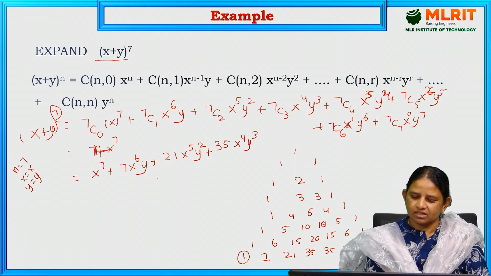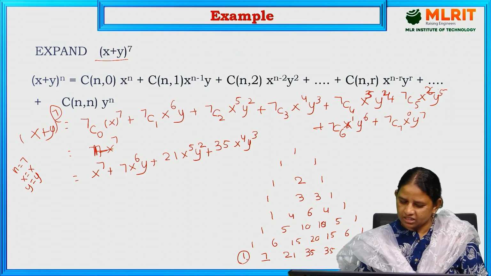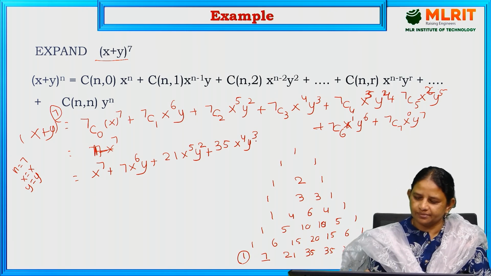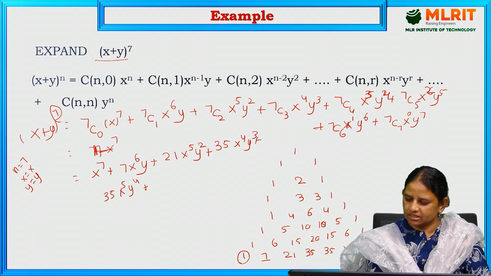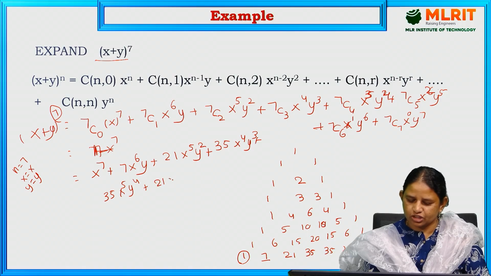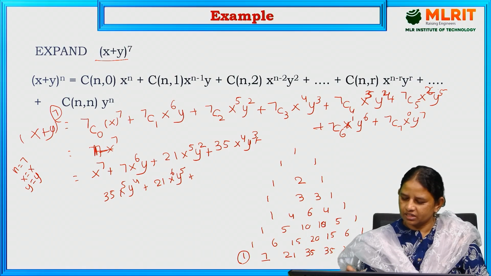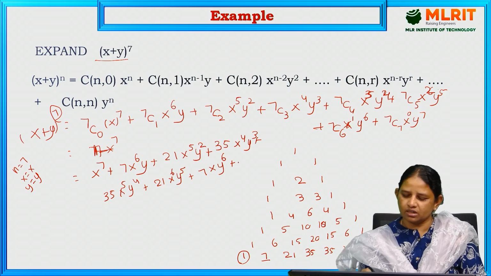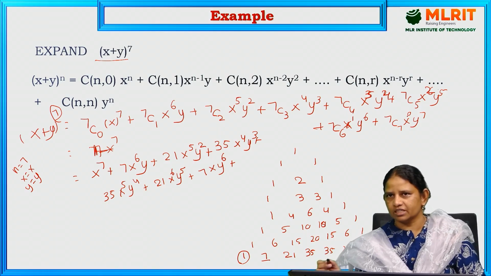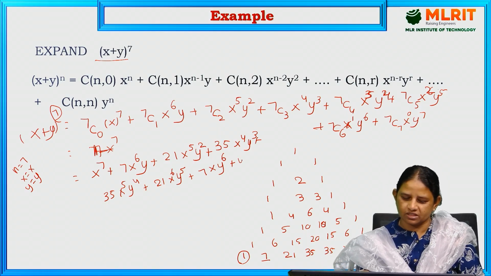Next 7c3, that is 7c0, 7c1, 7c2, 7c3. 7c4 is 35 x cube y to the power of 4. Next, after that 21 x square y to the power of 5. Next, after that 7c6 is 7, 7x y to the power of 6. 7c7 value is 1, that is x power 0 is 1 only. 1 into y to the power of 7 is y to the power of 7.